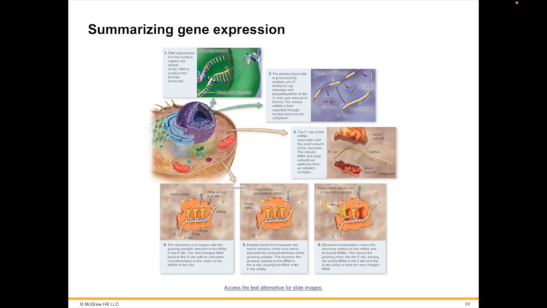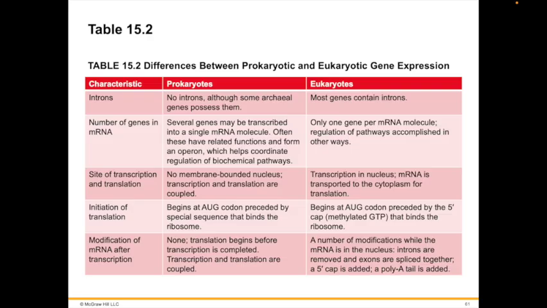Transcription in eukaryotes also takes place in the nucleus, whereas translation takes place in the cytoplasm. This necessitates that the mRNA must be transported through nuclear pores to the cytoplasm prior to translation, which I mentioned a little earlier in this lecture. The entire eukaryotic process is summarized in the figure I show you now, and the differences in gene expression between prokaryotes and eukaryotes are summarized in table 15.2. But for the purposes of this course, please focus on the first column, called characteristic, and the third column, called eukaryotes.